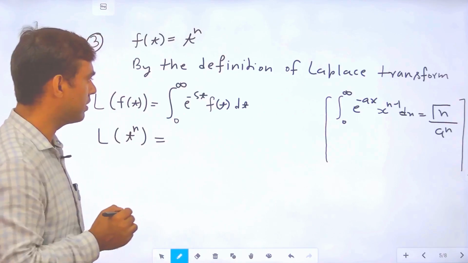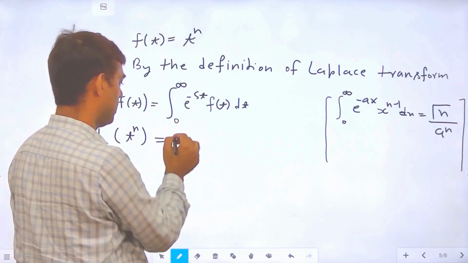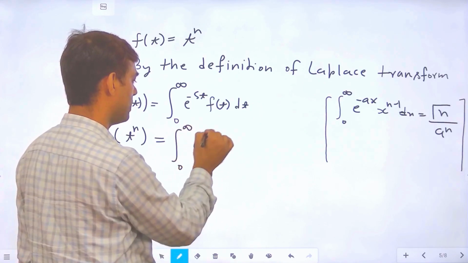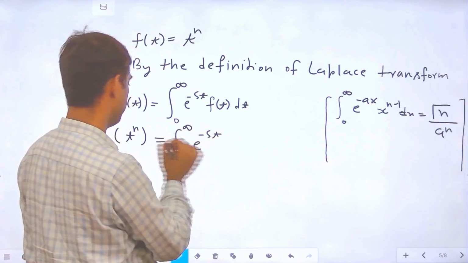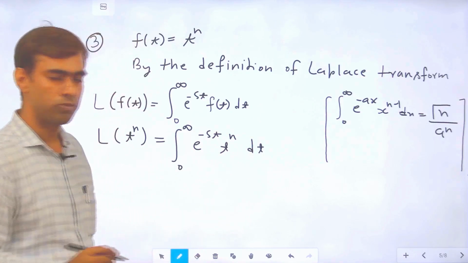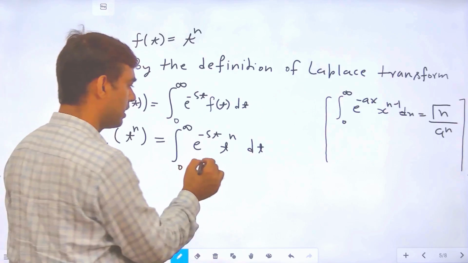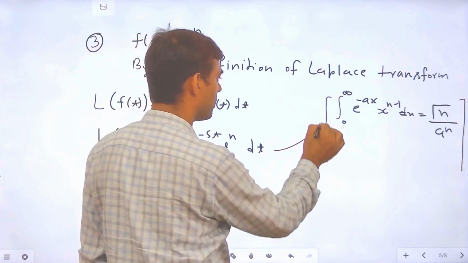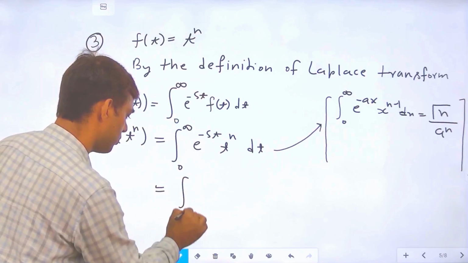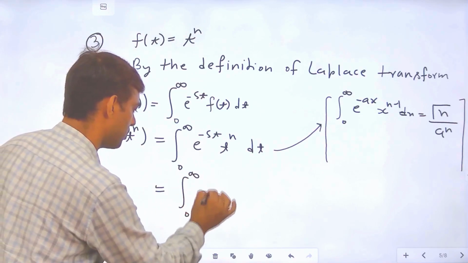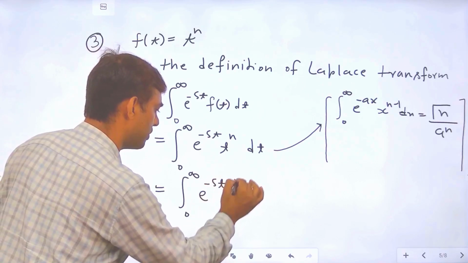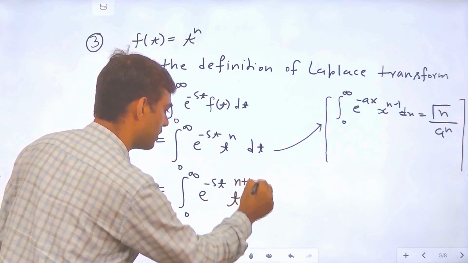So first of all we try to write this integral, the integral from 0 to infinity of e to the power minus st times t to the power n dt, in this form. How do we write it? The integral from 0 to infinity of e to the power minus st, with t to the power n written as t to the power (n plus 1) minus 1, dt.